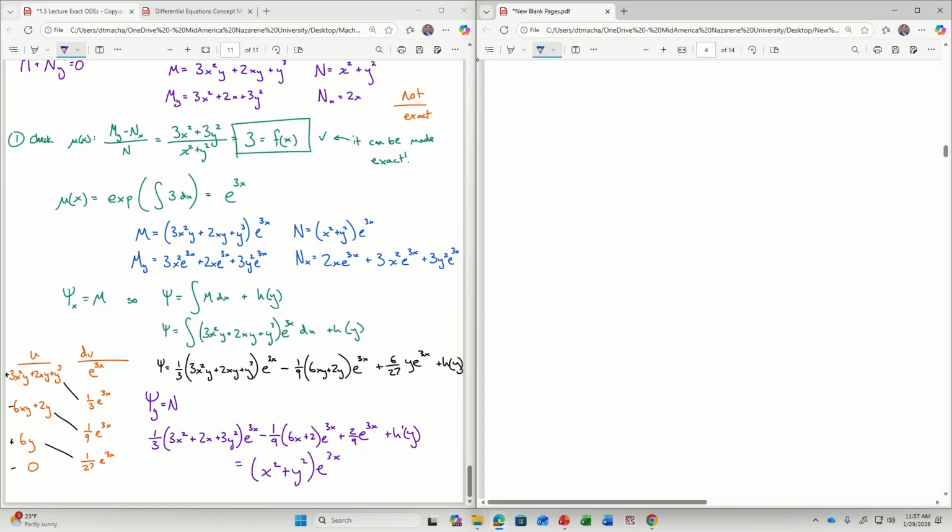That may or may not make things a lot easier, but we actually will get the right solution, so that's good. Thank you for catching that. H prime of y is going to be equal to x squared e to the 3x minus x squared e to the 3x. Okay, so the x squared e to the 3x's are going to cancel. The y squared e to the 3x's are going to cancel.